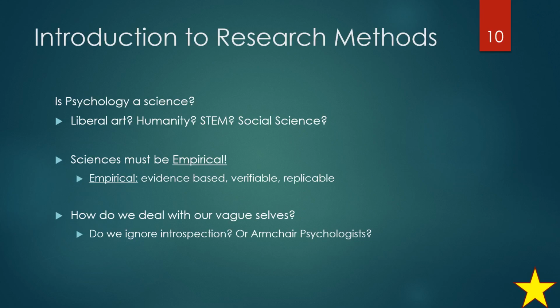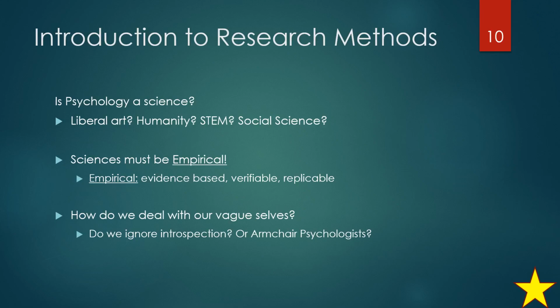So, one thing you may be wondering is whether psychology is a science. Depending on the college or university you're in, psychology can sometimes be a liberal art or a humanity. Sometimes it's in STEM, but sometimes it's considered a social science. What makes psychology a science is really the same things that make anything else a science.